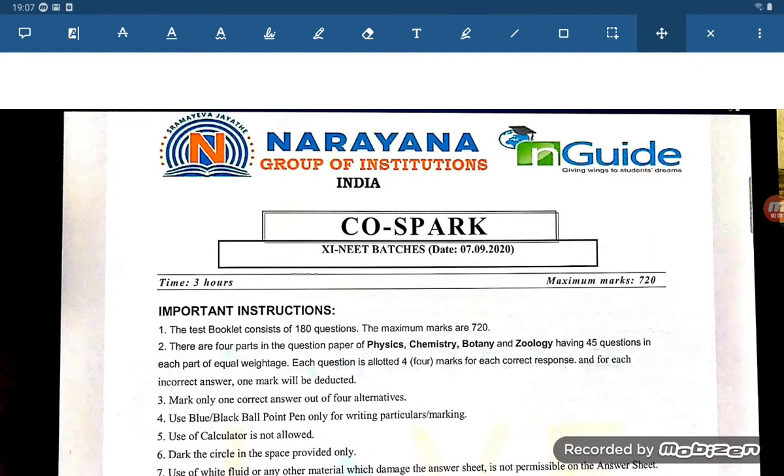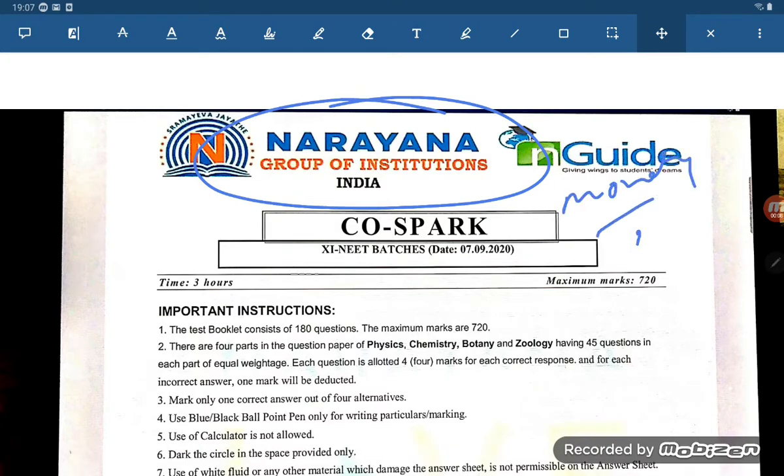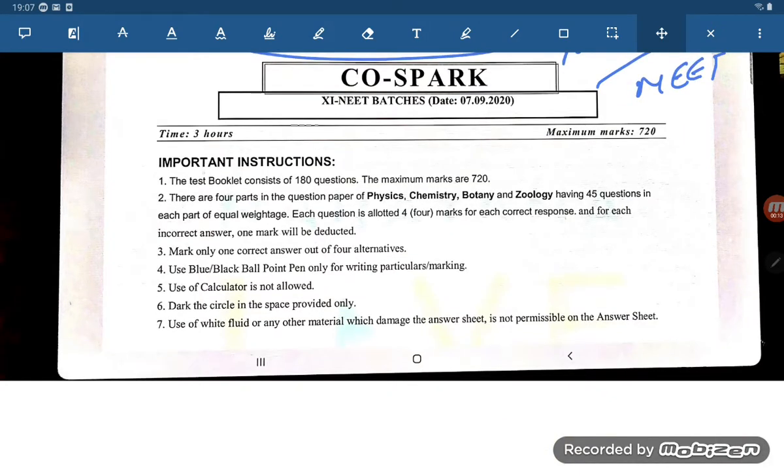Hello students, now let us see this paper which happened on Monday. Okay, so this paper is Monday's NEET paper. I am taking the NEET paper only. So there are some instructions, students.